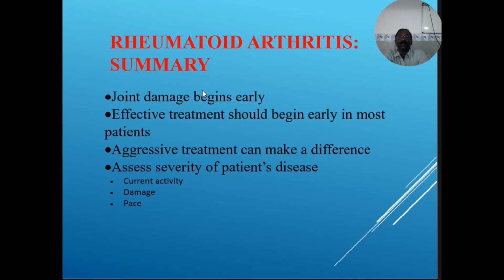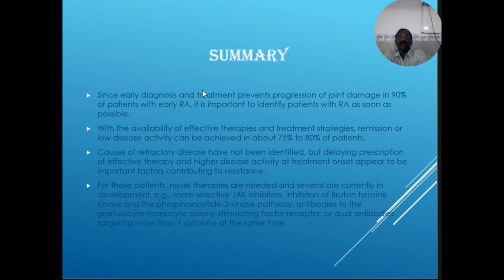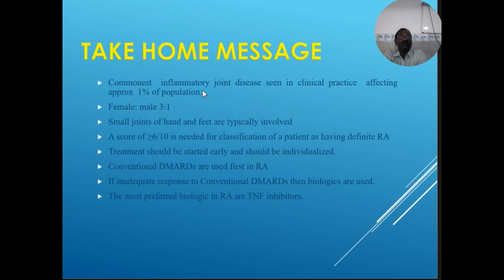Surgical approaches. So take-home message: it is the commonest inflammatory joint disease seen in clinical practice, affecting approximately 1% of the population. Female to male ratio is not 3:1; maybe in our Godavari districts it may be 10:1, 20:1. Small joints of the hand and feet are typically involved. A score of 6 or more out of 10 is needed for classification of a patient as having definite rheumatoid arthritis.